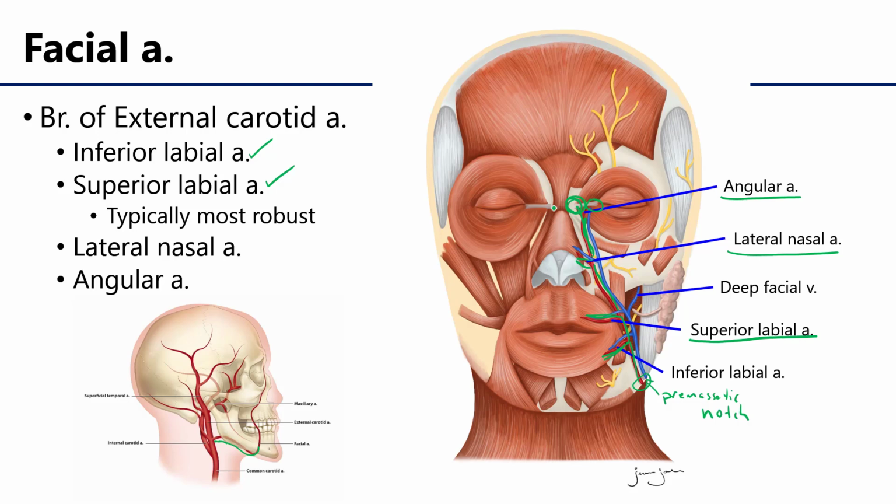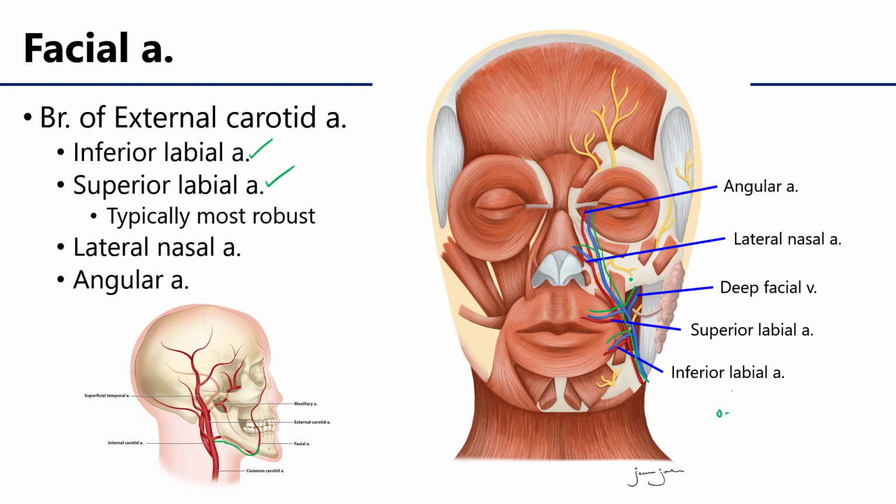We can also see, here, let's erase all of this so that it's out of the way. We can also see that the veins are going to mirror the arteries. So, for instance, there is an angular artery. There's also an angular vein. There's a lateral nasal vein. Come down, there's a superior labial vein. There's an inferior labial vein, all draining into that facial vein. Pick that up later. And there's also a deep facial vein.